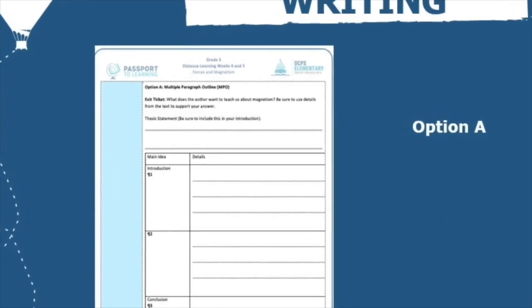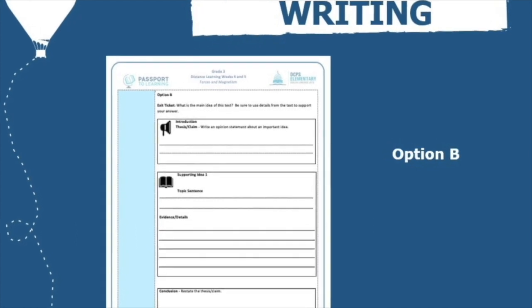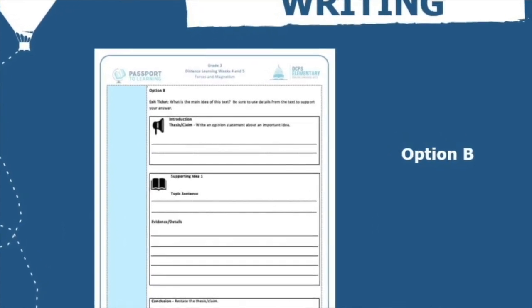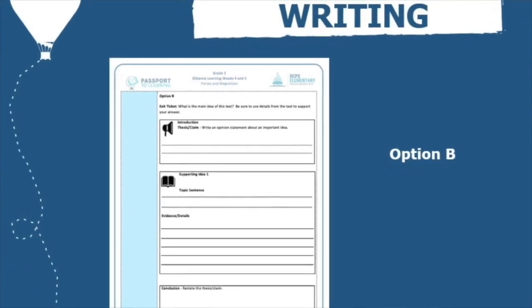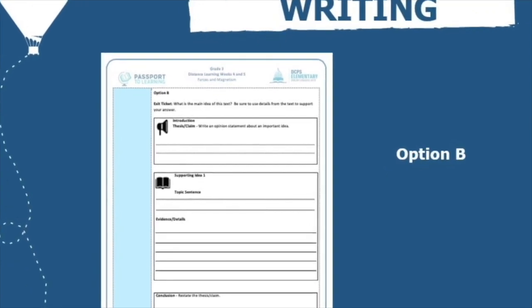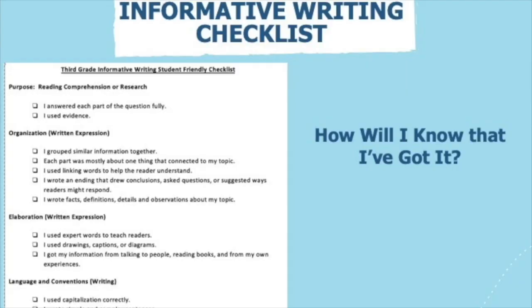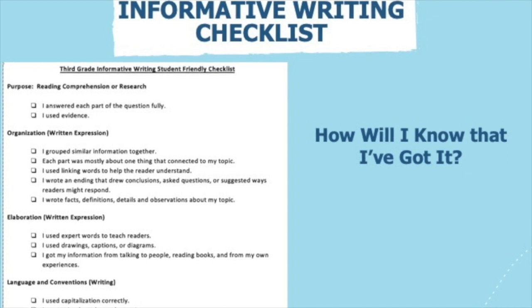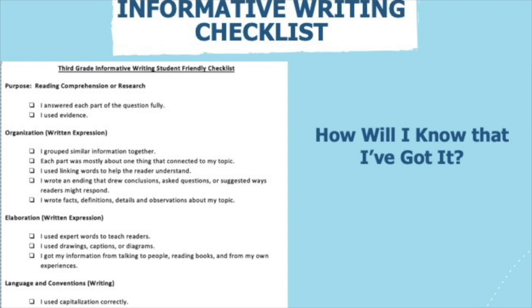You can choose option A or option B. Be sure to use this organizer to plan out each part of your writing. Finally, take a look at the student-friendly checklist. Your work should include all of these components. On our student-friendly checklist, we see that our writing should have a clear purpose. You should answer each part of the question fully and use evidence.